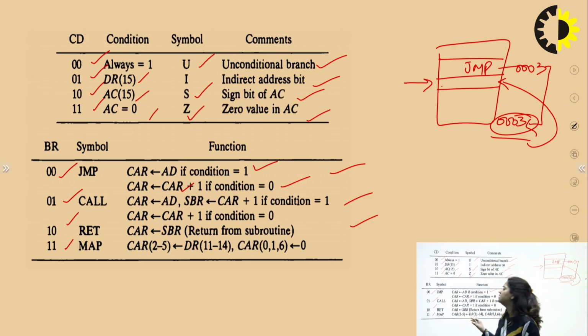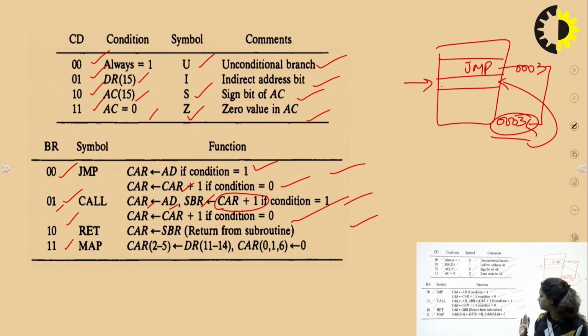Now next, if the binary bits 0,1 are present, then the call kind of branch logic will be performed. In this kind of branch logic, the address is copied into the CAR register and the incremented value will be stored in your subroutine register, which I have already shown in the block diagram. The condition will become 1 for this, and after performing this operation the condition will become 0 after incrementation of the control address register, that is the address of the next instruction in the sequence.